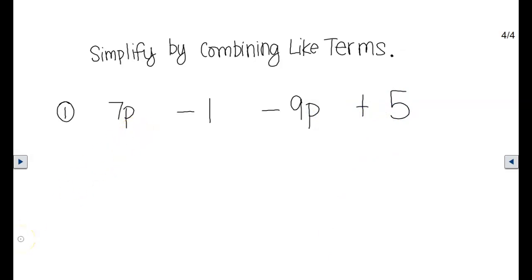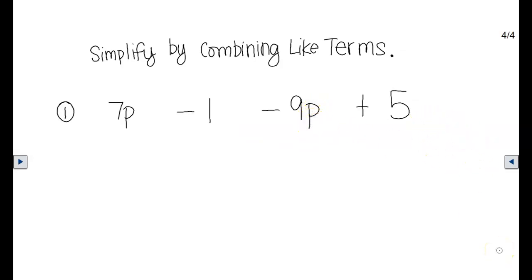So let's look first at how many terms this problem has. 7 times p, a number times a variable, so right there is one term. Minus 1, right here is another term. He doesn't have a last name. Minus 9 times p, right here is another term. And then plus 5, right here is another term. So this problem has 1, 2, 3, 4 terms.